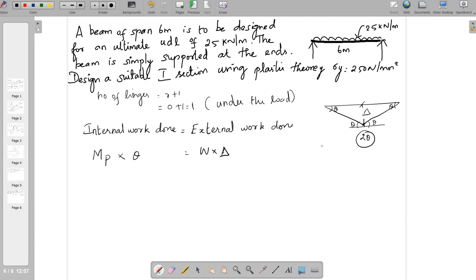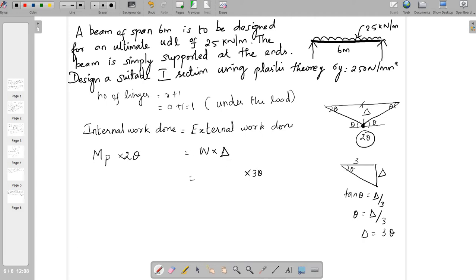So here we have to count how many rotations are possible. Here the rotation under the point load is 2 theta. So I can write here MP into 2 theta. And how can we calculate delta? You take half of the triangle. The total span is 6 meter, so here it is 3 meter. Here it is theta. So if you write the tan theta equation, it is delta by 3. Simplify tan theta as theta, so theta equals delta by 3, where delta equals 3 theta. So delta we can put as 3 theta.